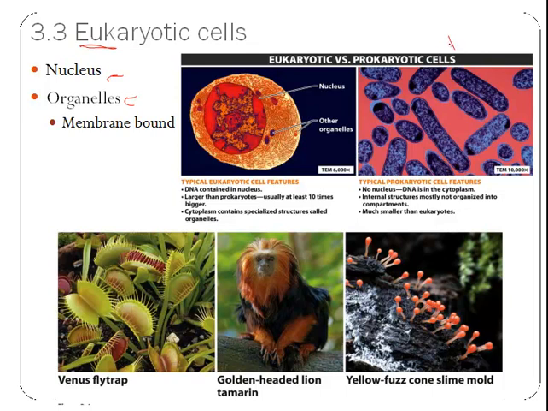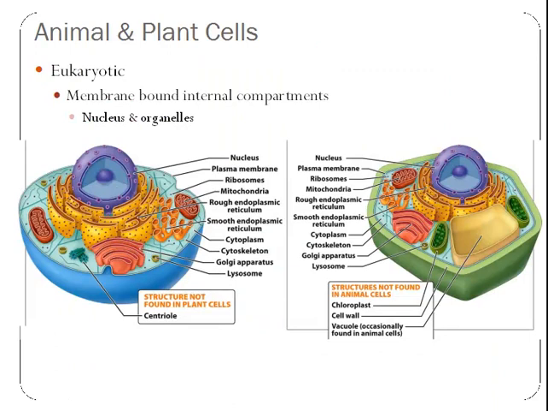So this figure just compares our prokaryotic and our eukaryotic cells, and there's lots of different types of eukaryotic organisms. In fact, you are a eukaryotic organism because all of your cells contain a nucleus and organelles. There are different types of eukaryotic cells. There's animal cells and plant cells, and they have some main differences.